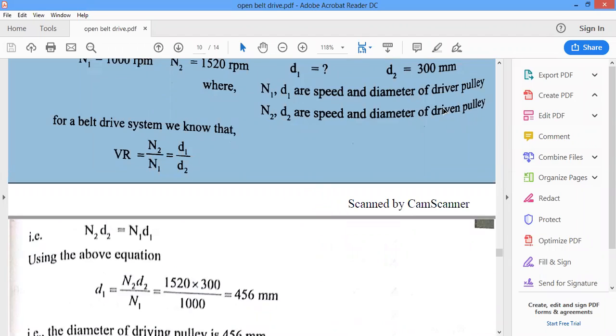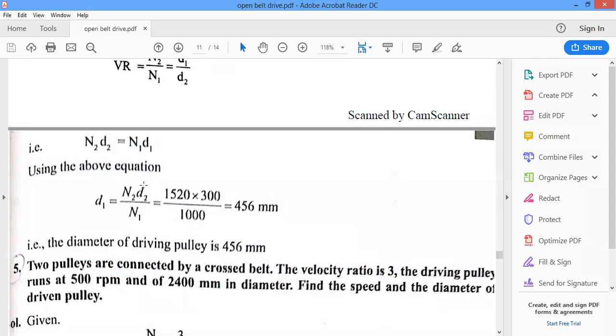So substituting here, N2 is 1520, the diameter of that is 300, and the driving pulley has 1000 RPM. So we are going to get 456 as the diameter of the driving pulley. This is also required if we want to transfer power at this particular speed and number of rotations. This is how we have to calculate. Okay, let's go to the next problem.